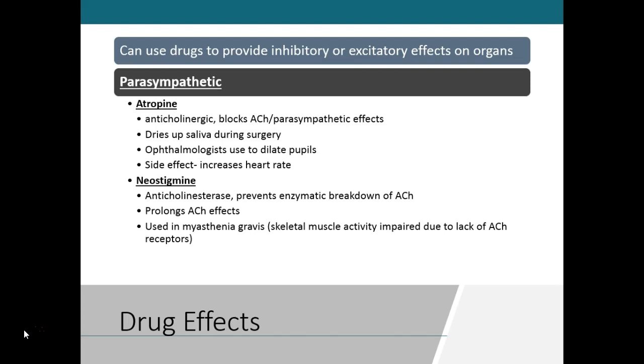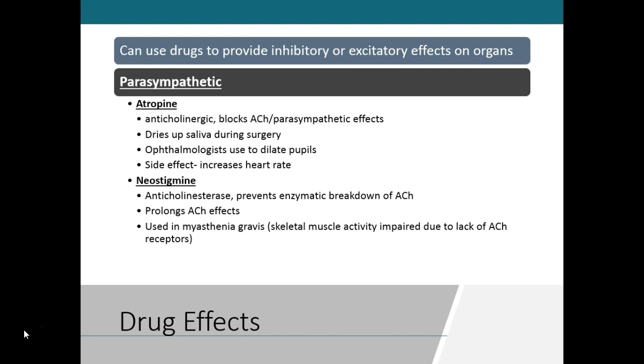Let's take a quick look at how some drugs can provide inhibition or excite some of these organs that possess the receptors. So parasympathetic drugs include atropine, which is an anticholinergic, so it blocks acetylcholine and therefore the parasympathetic effects of that, and it helps to dry up saliva during surgery. So that of course allows for those salivary glands to stop secreting the excess saliva. Makes it a lot easier, of course, for the surgeon not to have to be wiping up drool all the time, right? There are other benefits to that as well, but we really don't have to get too deep into that.